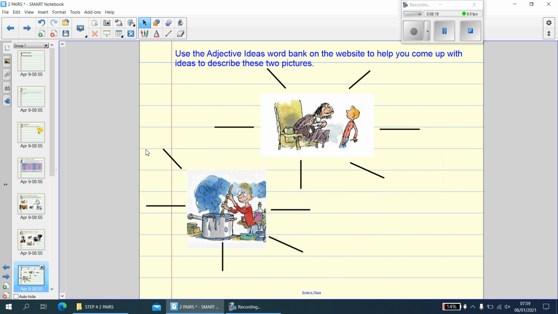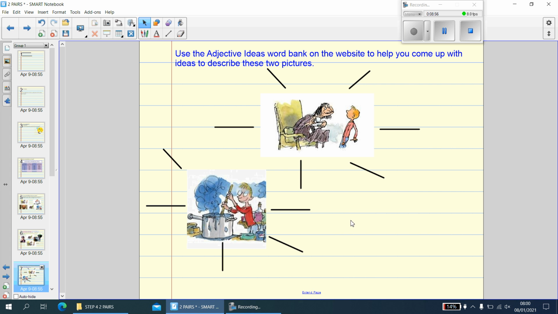Next slide then. I would like you to use the adjective ideas that you've just thought of and the word bank on the website to help you come up with ideas to describe these two pictures. It's really specific. So in this picture, we're going to be describing Grandma. And I'd like you to try and write them in pairs. So you could have for Grandma, for example, mean and wicked. You could have grumpy and selfish. You can have horrid and miserable. Try and start writing them in pairs, as this will help us with our sentences later.